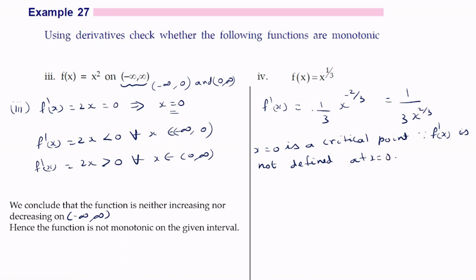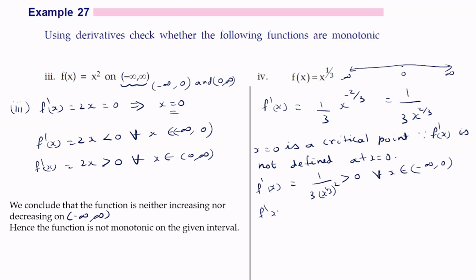So here we can divide the entire interval minus infinity to infinity into minus infinity to 0 and 0 to infinity. So first let us consider the interval minus infinity to 0. f dash of x is 1 by 3 into x raised to 2 by 3, which is x raised to 1 by 3 the whole square. Now this is more than 0 for all x belongs to minus infinity, 0.